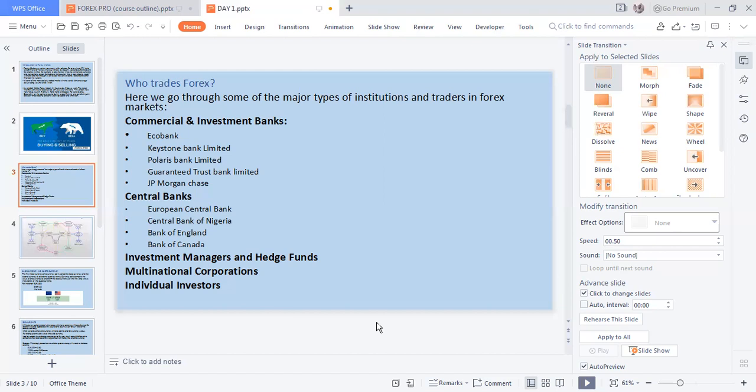Individual investors. These are you and I. How much do we even have in the Forex market? The amount we have in the Forex market is very small. So because of this amount we have in this market, we try to trade to see how we can boost this money. So these are the individual investors.